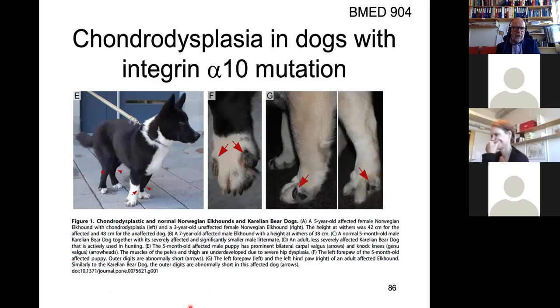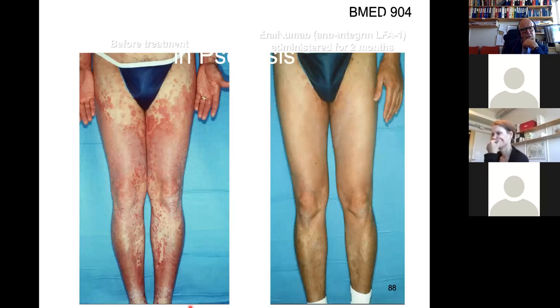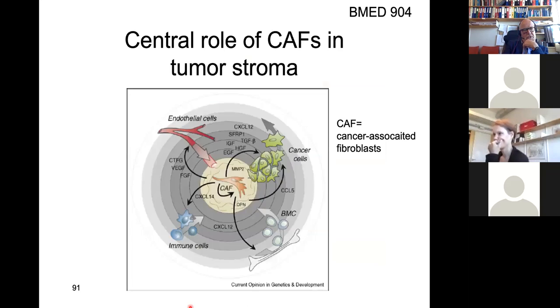In dogs, a particular integrin is important for cartilage development. These dogs get a chondrodysplasia with a disease of the paws. And you can use antibodies to integrins to inhibit immune cells in different diseases. And the last slide shows the importance of integrins in tumors where they are involved in a number of cells, both immune cells, cancer-associated fibroblasts, and on the tumor cells themselves.